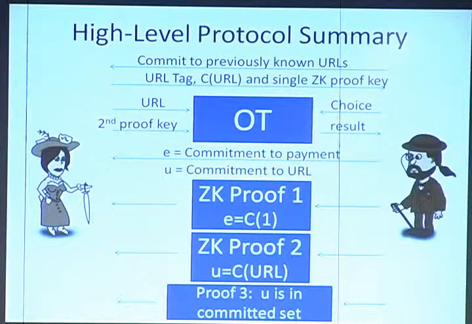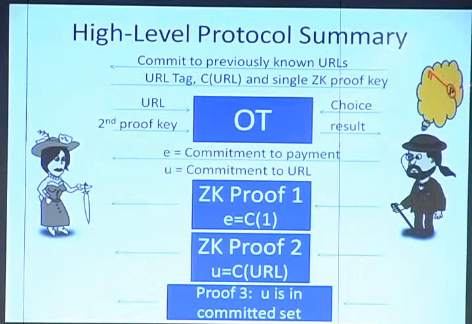And then we have a third proof, which is that U is in this set of previously known URLs. So for now, let's just pretend that U just is one of those URLs. So we'll ignore this proof for a second. OK, so let's see basically how this protocol works.